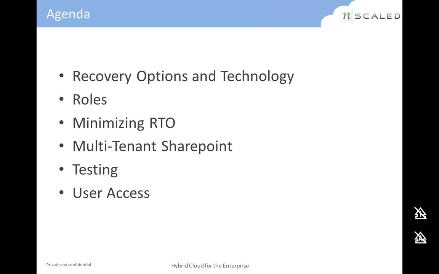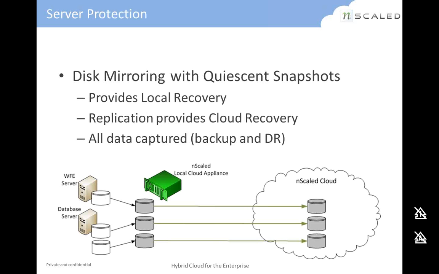are being met? We'll talk about multi-tenant SharePoint. How do you protect multi-tenancy? If you're a SharePoint provider and you've got multiple companies using your service, how do you protect that? How could you offer DR as a service for these customers of yours? We'll talk about testing and the importance of testing your DR. And then we'll talk about user access. So in the event of a disaster, how do you get your users to your SharePoint now that you've gotten it off-site and in a safe place, and you've effectively got it running? How do your users get to it? So we'll cover all those topics, and let's kick it off by talking about the recovery options with nScaled.